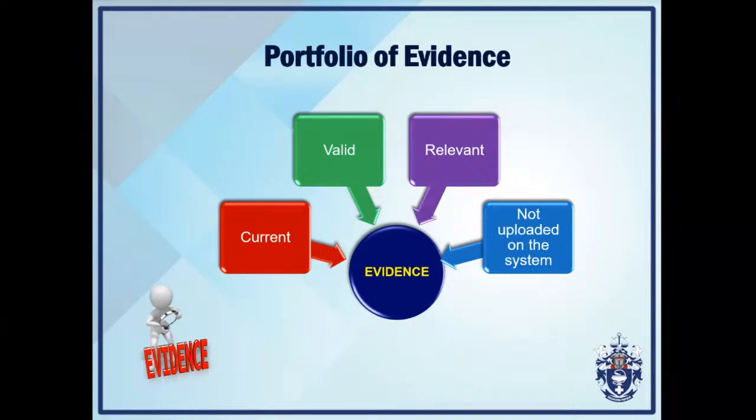And remember, at the beginning, I indicated that you are expected to keep a portfolio of evidence. So let's look at what a portfolio of evidence should look like. Firstly, we're saying a portfolio of evidence should be current. If you are submitting CPDs for 2021, your portfolio of evidence should have information on what transpired in 2021. So that's why we're saying it must be current. It must be something on what happened in that year, and it should be valid, and it should be relevant.